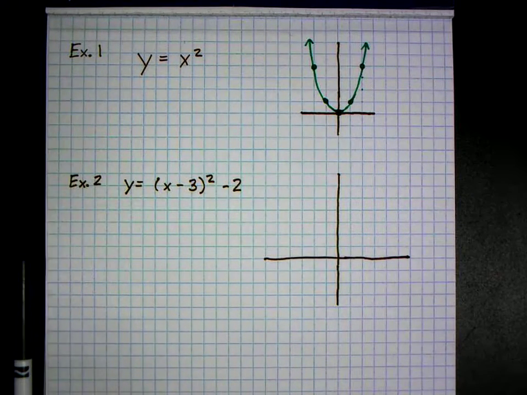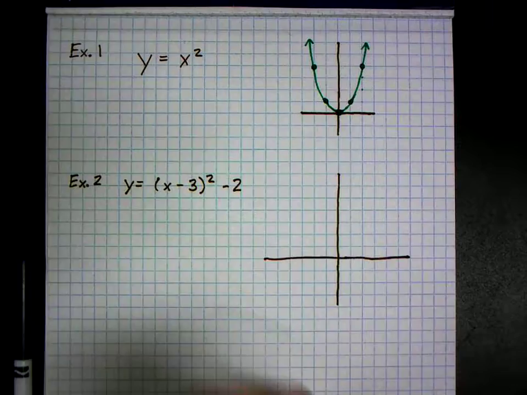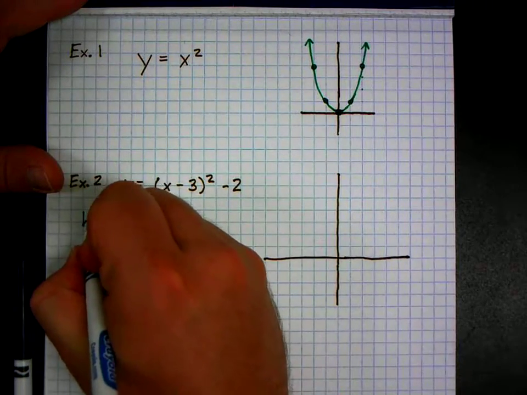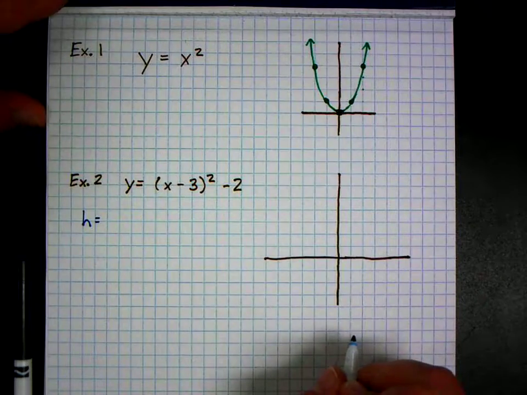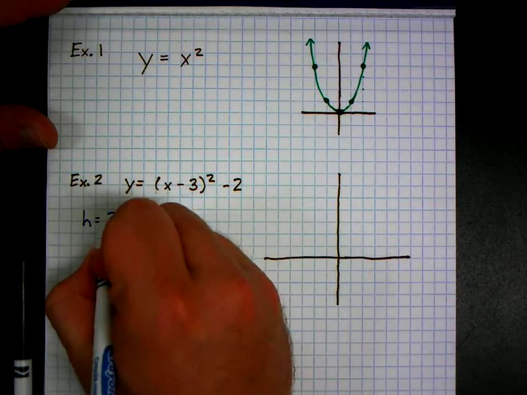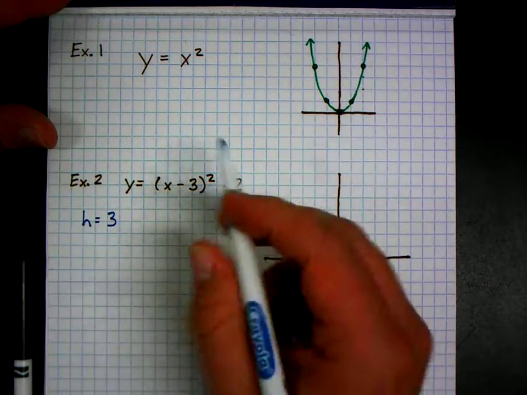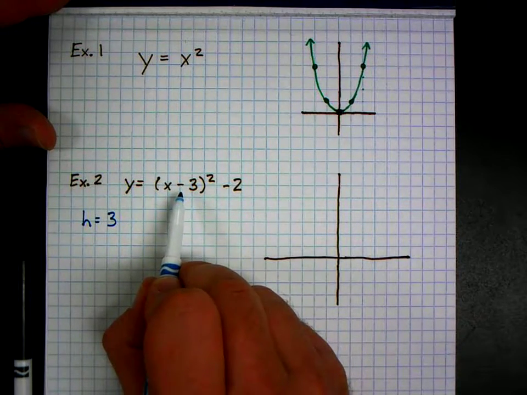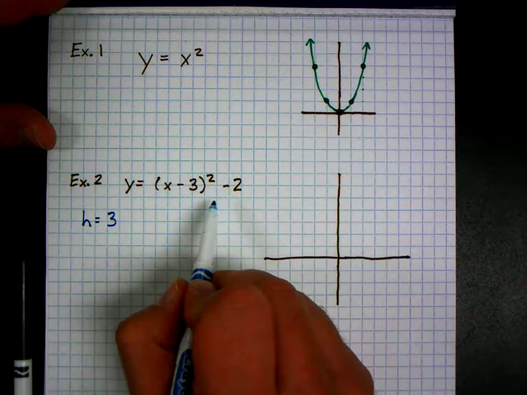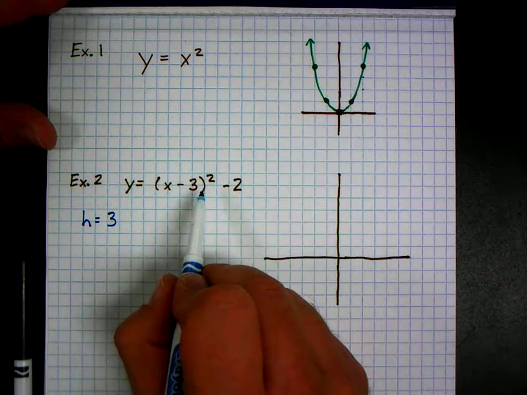All right, on example 2. What is my h value? 3. So remember, since my equation has a minus sign in it, this is saying x minus what value? So I'm actually subtracting a positive 3.